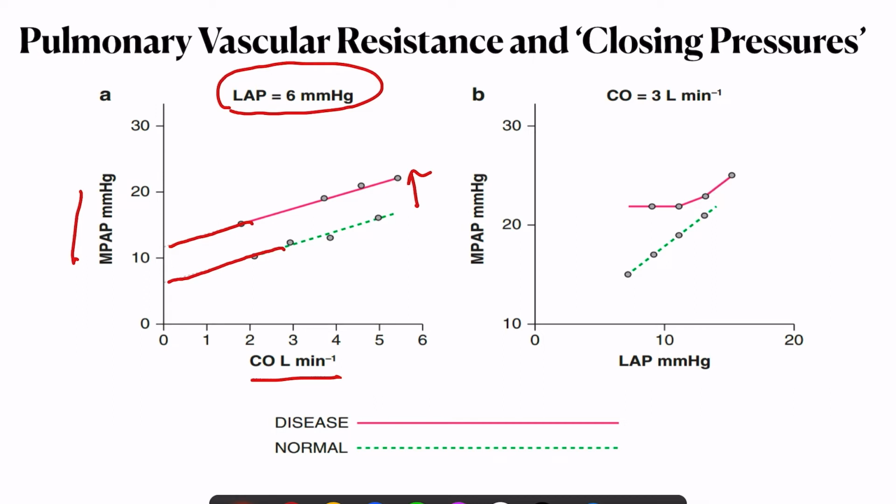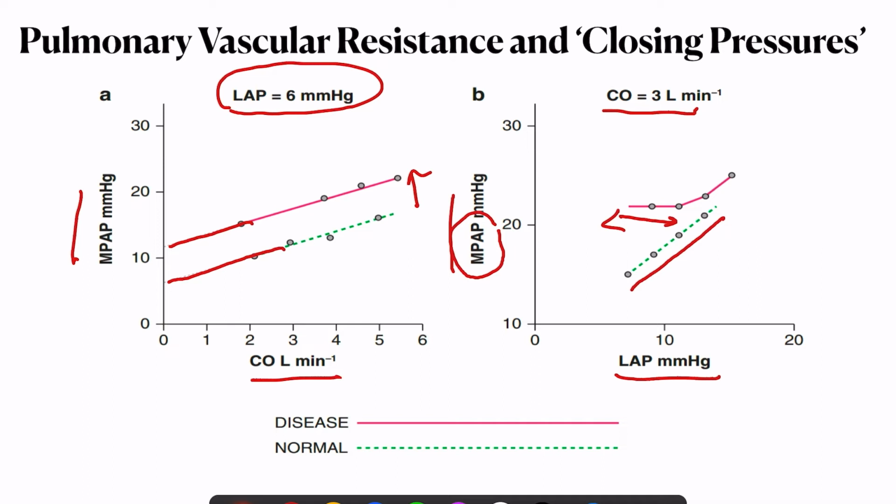However, when we chart the left atrial pressures with the mean pulmonary artery pressure, in normal the graph remains the same. However, with a constant cardiac output, as the left atrial pressures go down, at one point there is no more change in the mean pulmonary artery pressure. The graph becomes flat despite decreasing left atrial pressure.